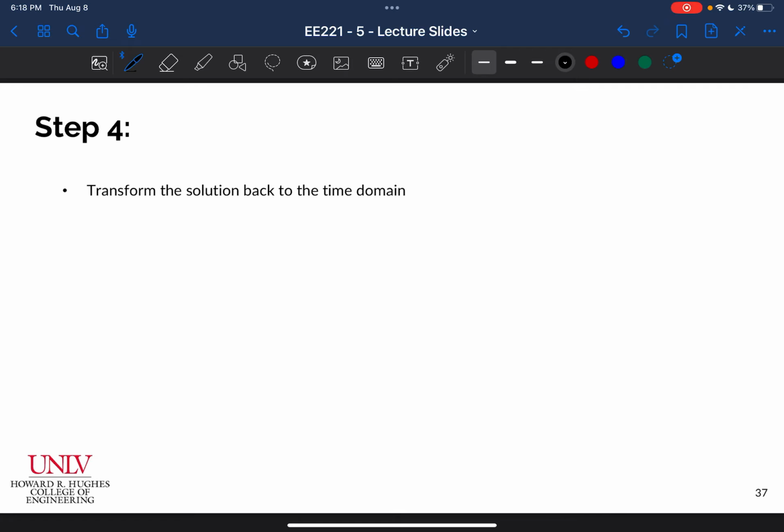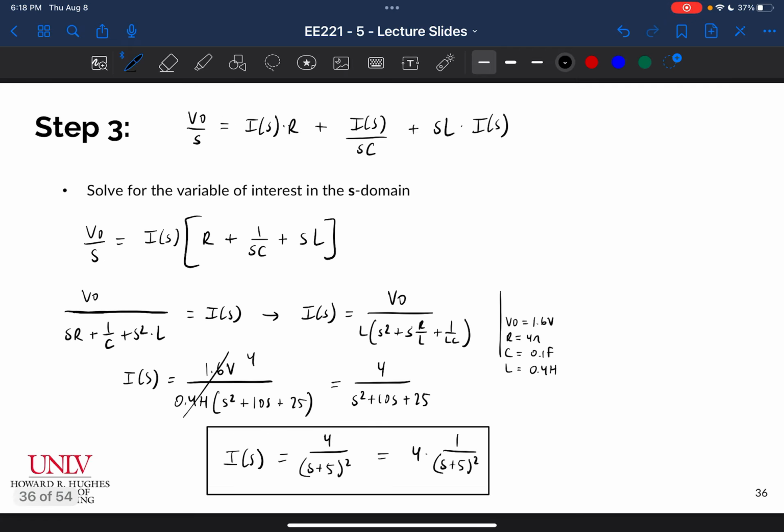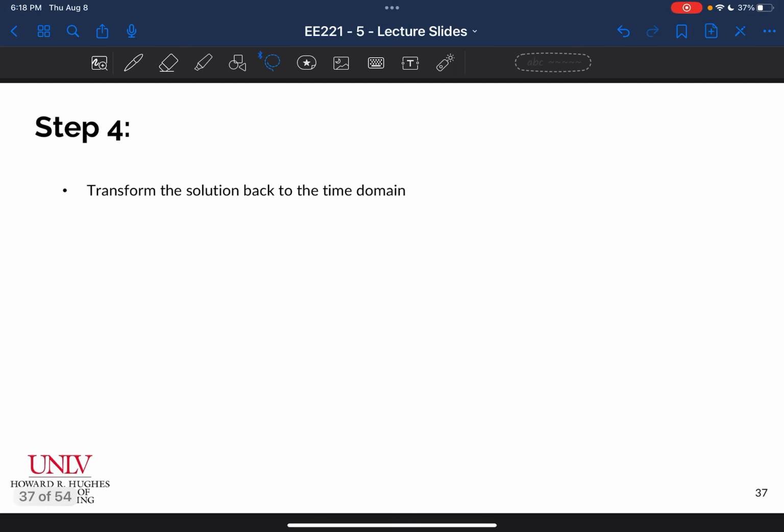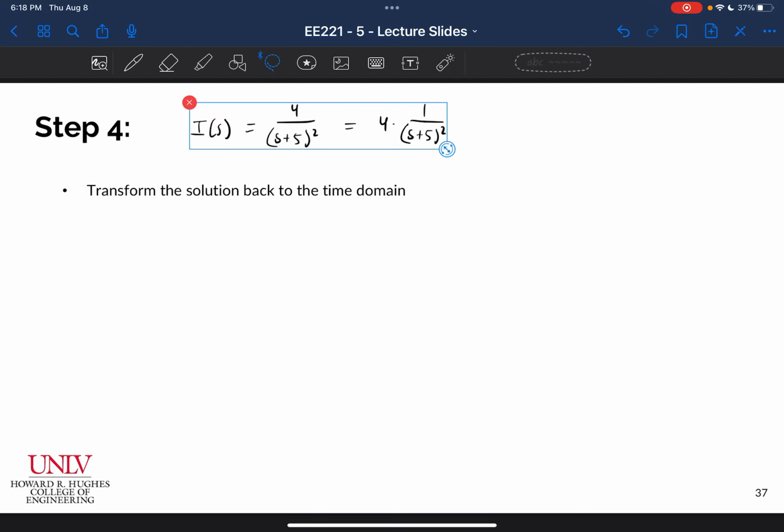All right, so step 4, we're at the end of this problem here. Let's grab what we did in step 3. Take that with us to the next slide. And step 4 says transform the solution back to the time domain. And so how do we do that?